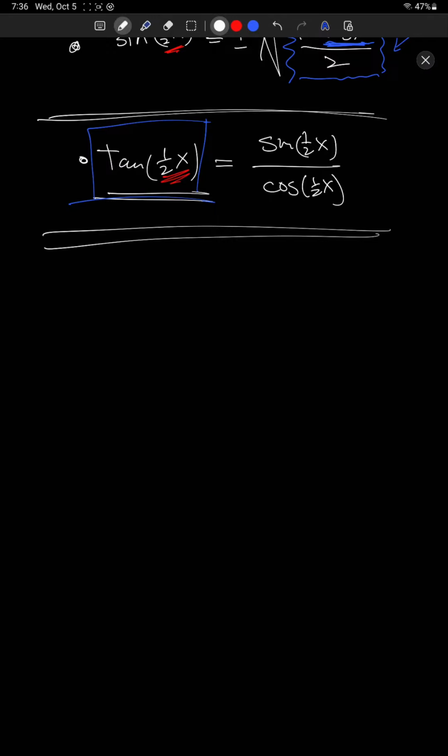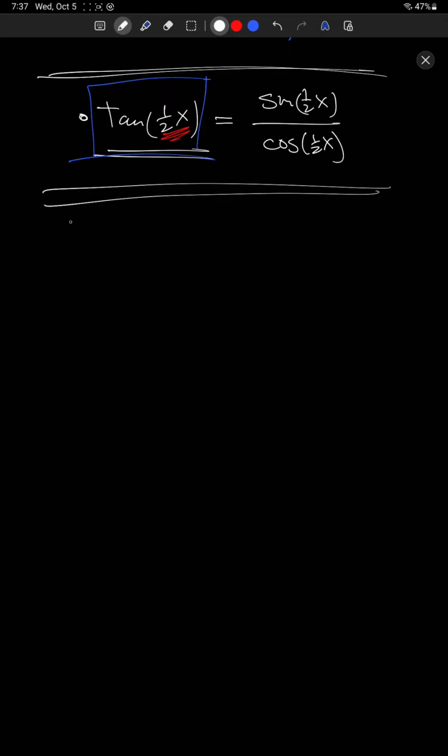Okay, so verify. Let's see. So let's verify the identity: cosine of 2x is equal to 1 minus tangent squared x over 1 plus tangent squared x. All right.